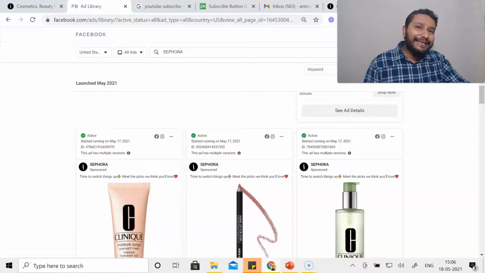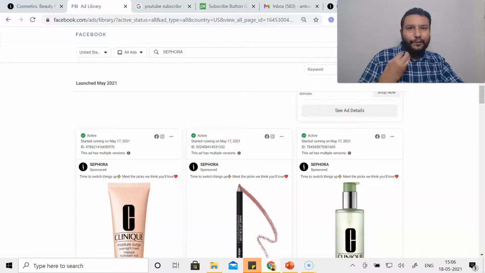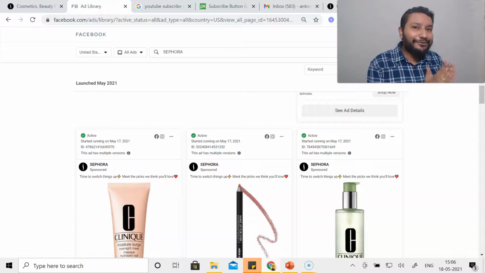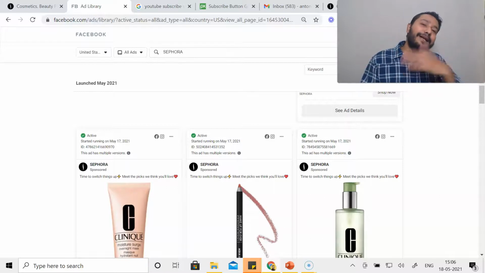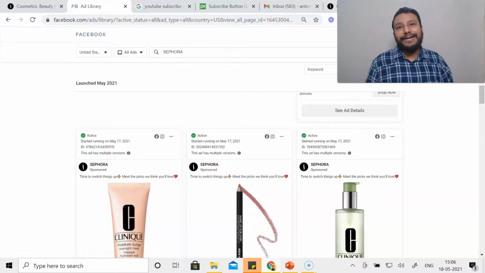After you analyze these ads, you will find a pattern that they are heavily investing in advertising some 10 to 15 products. They have thousands of products on the site, but they're not advertising all of them. Instead, they focus on some 10 to 20 products, and for those products they will have multiple ads. Similarly, you can find more such companies like Sephora, see their Facebook Ads Library page, and find out where they are investing money.